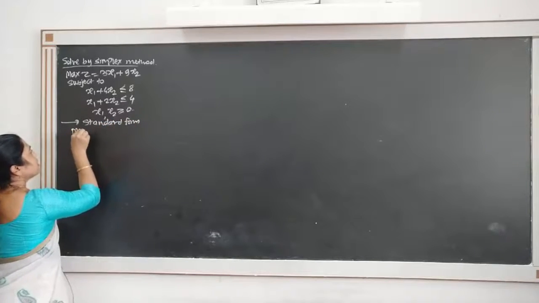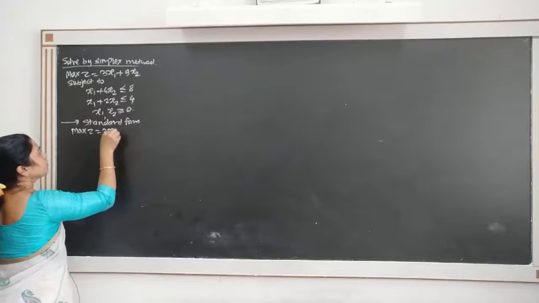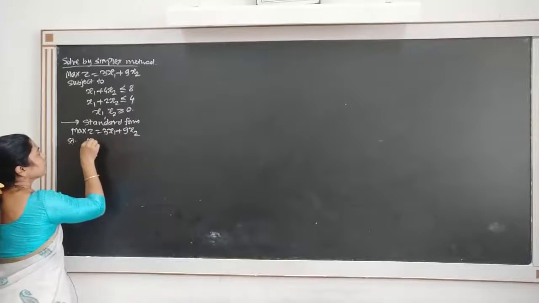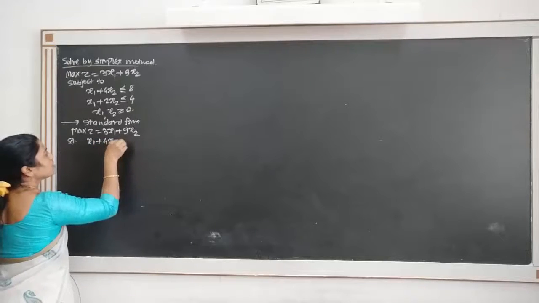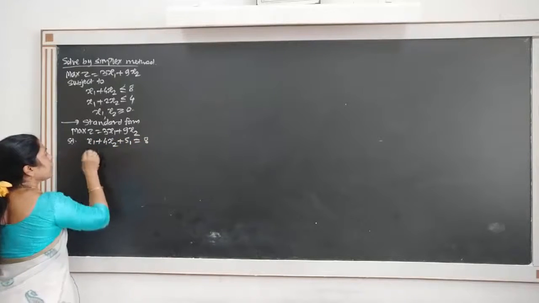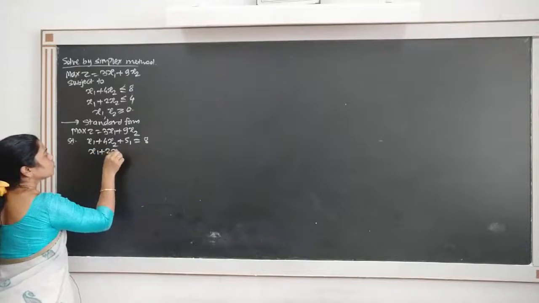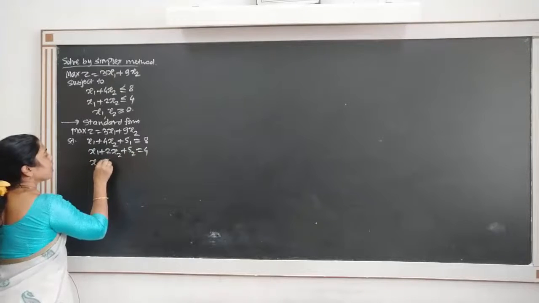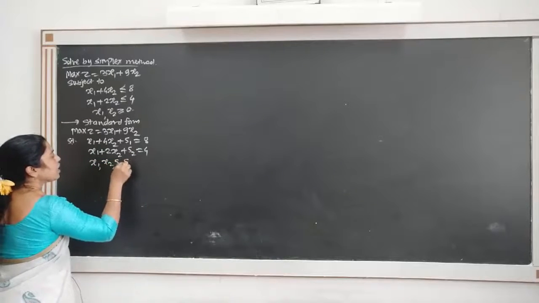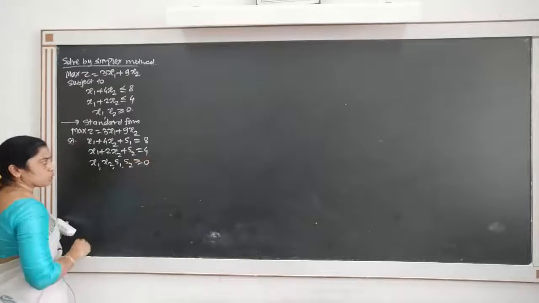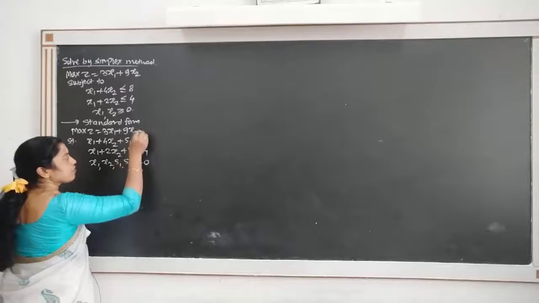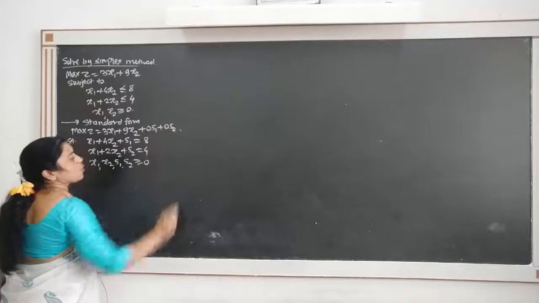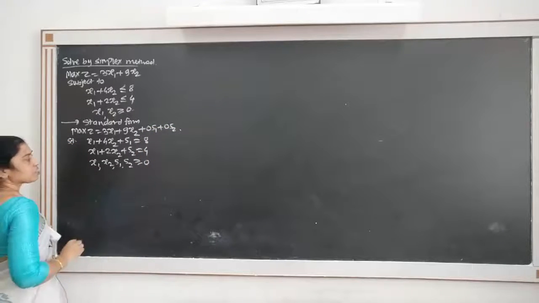To solve the LPP by simplex method, we write down the LPP in standard form. So maximize z is equal to 3x1 plus 9x2 subject to constraints x1 plus 4x2 plus s1 equal to 8, x1 plus 2x2 plus s2 is equal to 4, x1, x2, s1, s2 all greater than or equal to 0, and we add the slack variables s1 and s2 with 0 coefficients in the objective function. So this is standard form.